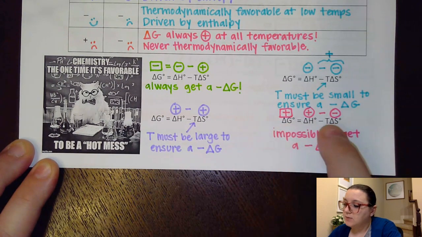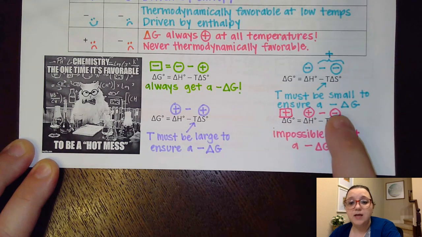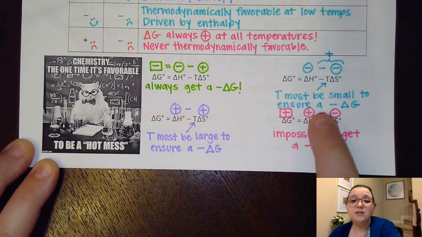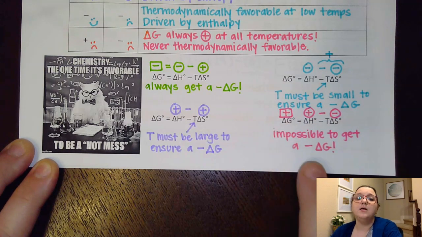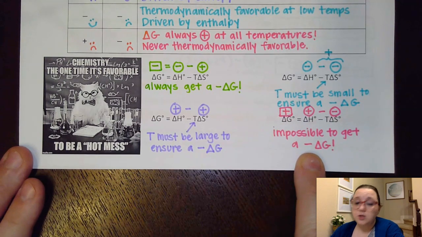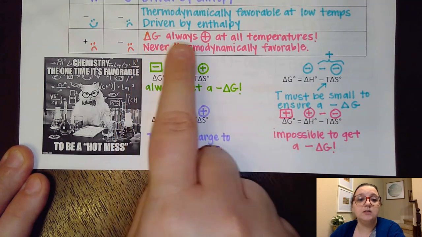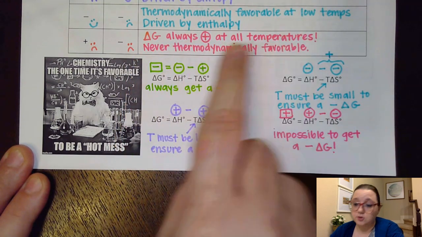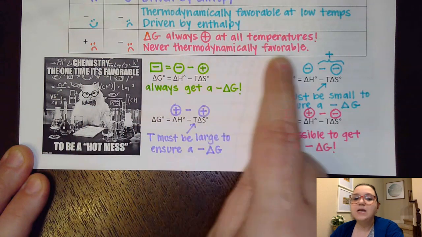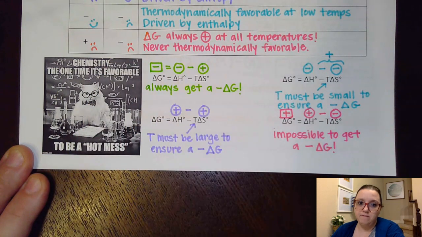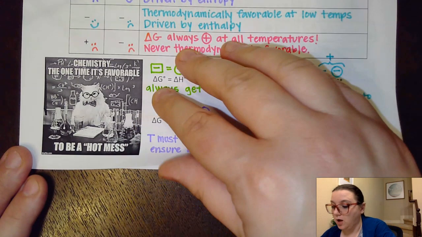Why? Because I would have a delta H that's positive minus a delta S that's negative, which those two terms would end up creating a positive. And so it is impossible here to get a negative delta G. So therefore here the delta G is always positive at all temperatures with this combination, and it is never thermodynamically favorable. All right, with that said, let's go ahead and start to see how these calculations would work on the next page.